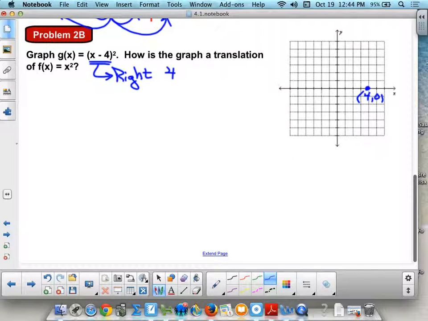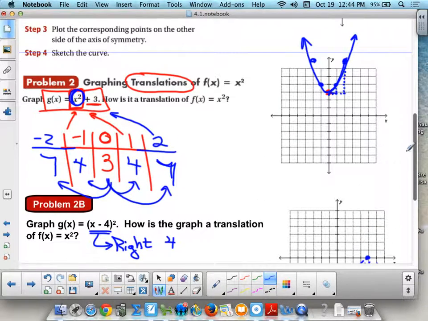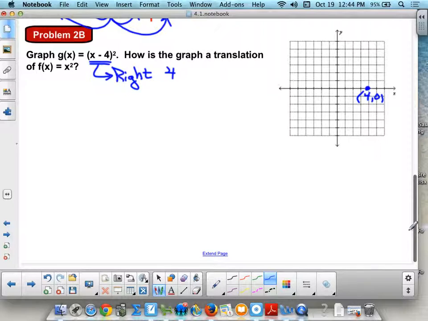Hey, where's that number 1 again? Remember the number 1 sits right here? And if it sits right in front of x, it is the parent. Where's the 1 in this one? There's a number out in front of the parentheses. It's 1. If it's 1, it acts just like your parent.